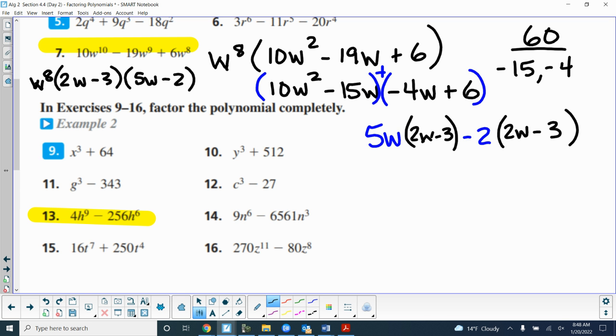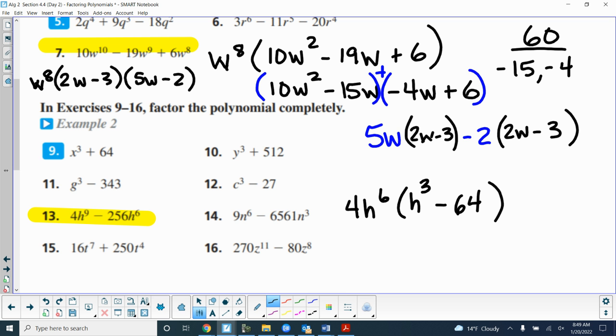Thank you. So, GCF here for number 13. What is it? 4h to the 6th. Yeah. What's 4h to the 9th divided by 4h to the 6th? H to the 3rd. What's negative 256 h to the 6th divided by 4 h to the 6th? What's 256 divided by 4? Is that 64?